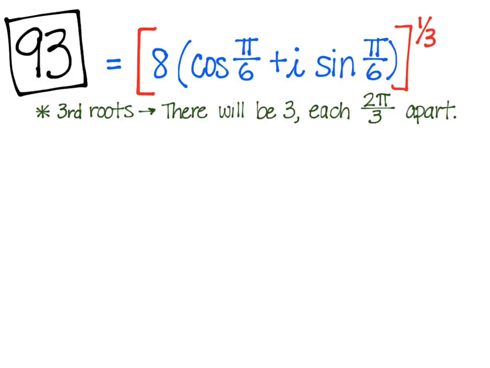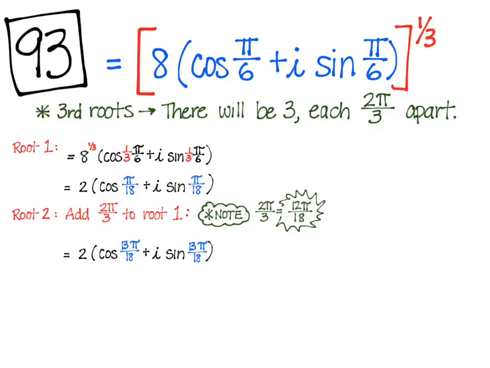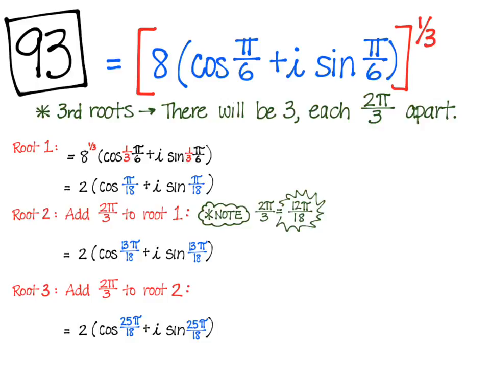For problem number 93, it's the cube roots. We know there will be 3 of them. Each of them will be 2 pi over 3 apart, so we find the first one using de Moivre's. We add 2 pi over 3 to each one of the roots to find the next one, but please note that 2 pi over 3 is the same thing as 12 pi over 18, so when we add those, we're adding 12 pi over 18, and we find our 3 roots.